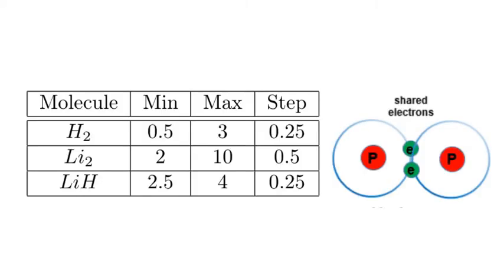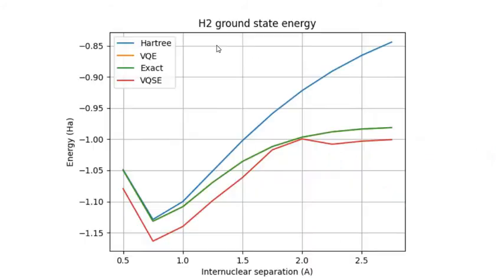We performed some experiments by implementing these techniques using a quantum simulator. We studied the H2, Li2, and LiH molecules, which are small molecules with known parameters, to be simulated using virtual quantum subspace expansion and the variational quantum eigensolver. We defined a minimum distance between the atoms and a maximum distance between the atoms, with this step size, in order to approximate the corresponding energy.